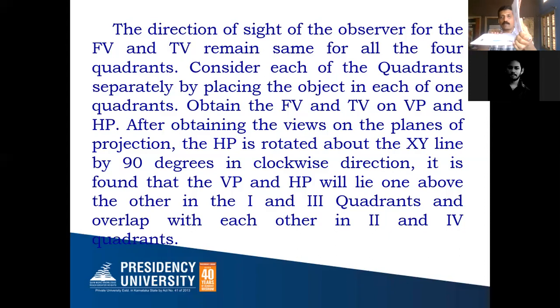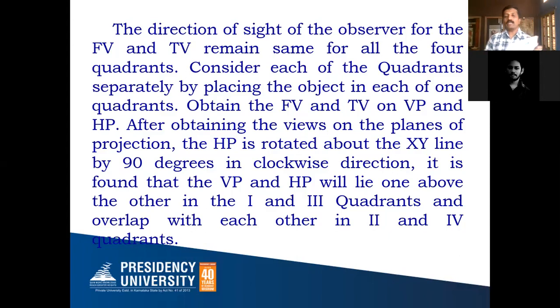See, this is your first quadrant, correct? By fixing the vertical plane, I am rotating the horizontal plane by 90 degrees. So I rotated it. The intersection between your HP and VP is called the XY line. Correct? This is the intersection line. So this is HP where I have drawn the top view, and this is VP where I have drawn the front view. Like this, I need to draw the projection for the first quadrant system.